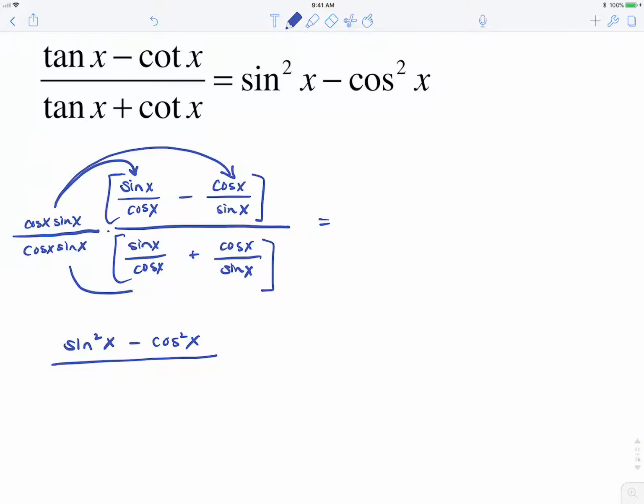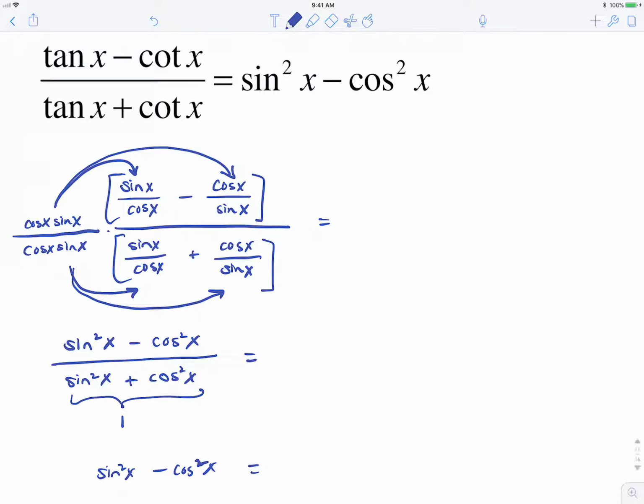Then in the bottom, or in the denominator, we distribute cosine times sine. Notice cosines will cancel again, so we'll be left with sine squared. And distributing to the last fraction in the denominator, sines will cancel and we'll be left with plus cosine squared. Okay, almost there. I love when this happens. When we get sine squared plus cosine squared, that's actually just 1. So this is actually just equal to sine squared minus cosine squared. Done.